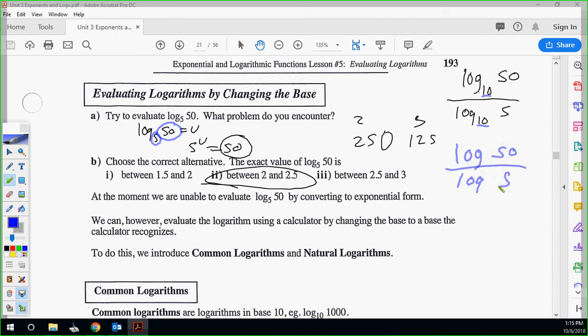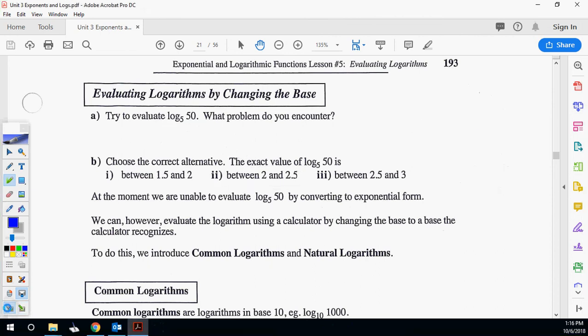And you put that in your calculator, and it will get you that actual answer between 2 and 2.5, an actual decimal. Okay? So I kind of already went over what we're going to go over, but that's just good. So now you're ready for it.